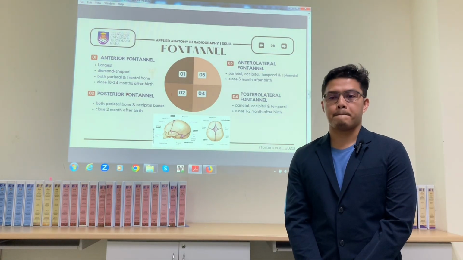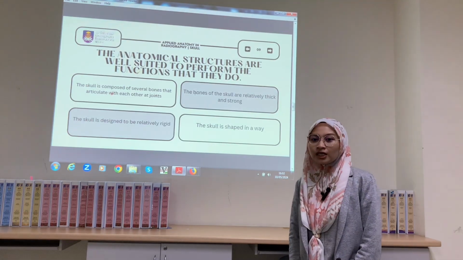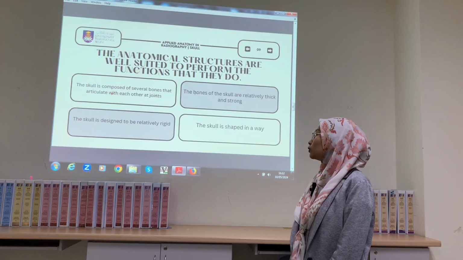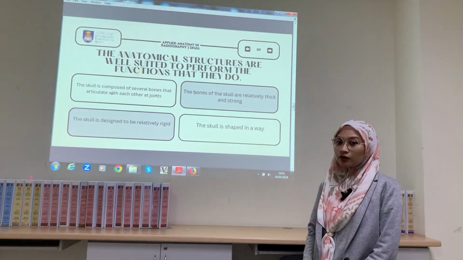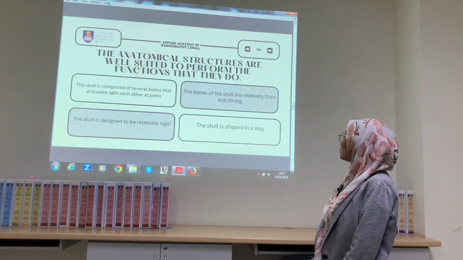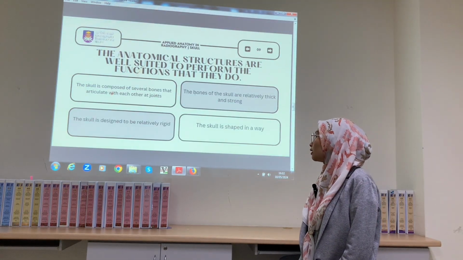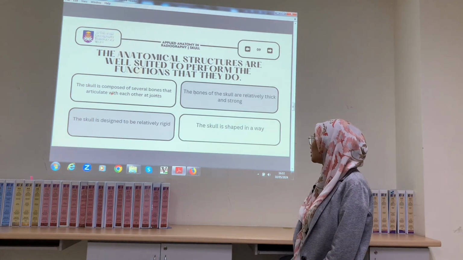Thank you. Okay. The anatomical structures are well suited to perform the functions they do. The skull is composed of several bones that articulate with each other at joints. Next, the bones of the skull are relatively thick and strong, designed to be relatively rigid, and the skull is shaped in a way.